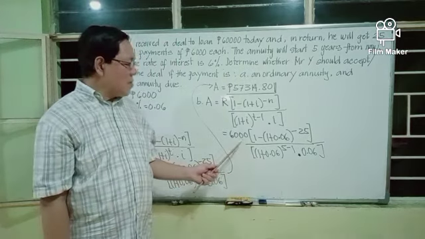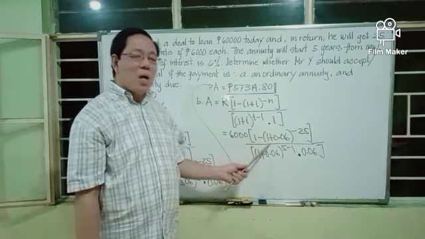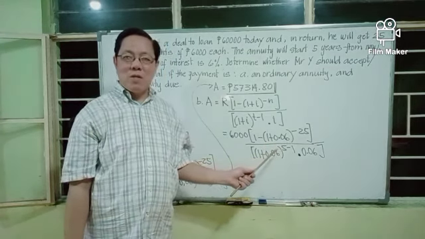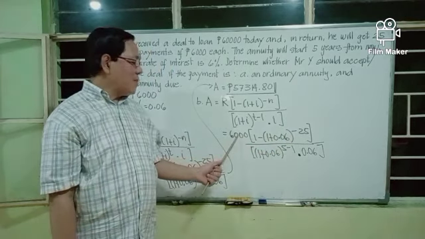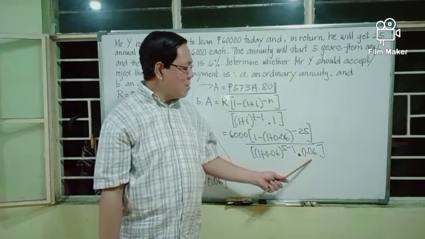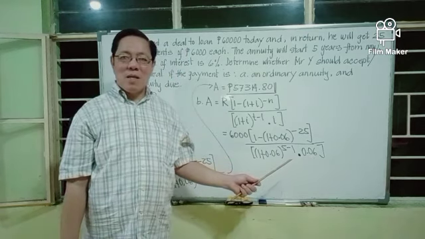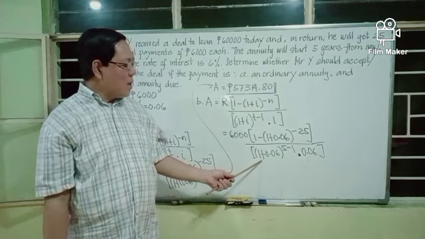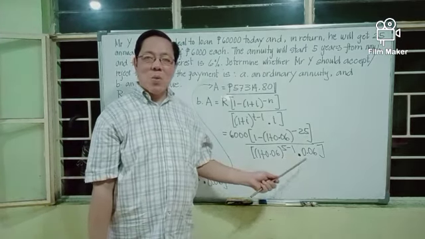Again, we compute this using our scientific calculator and we start with 1 minus 1, 0.06. 1 plus 0.06 is 1.06 to the power minus 25. And the result multiplied by 6,000. Press equals in your calculator and divide the answer by 0.06. Press equals again and divide again the answer by 1.06 to the power 4. 5 minus 1 is 4.